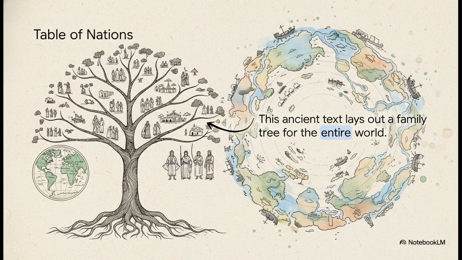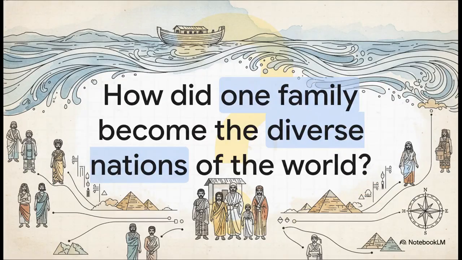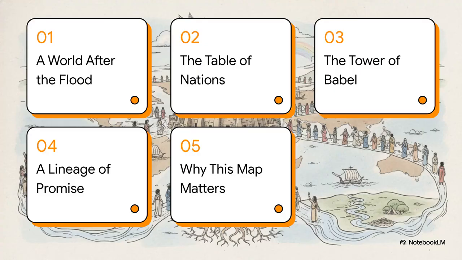all those ancient civilizations. And that brings us to the big question, right? It's really what we're digging into today. After this massive world-ending flood basically hits the reset button, how does humanity go from just one single family, Noah and his sons, to this incredibly diverse, complex world of nations that we see all over the ancient world? How did that happen?